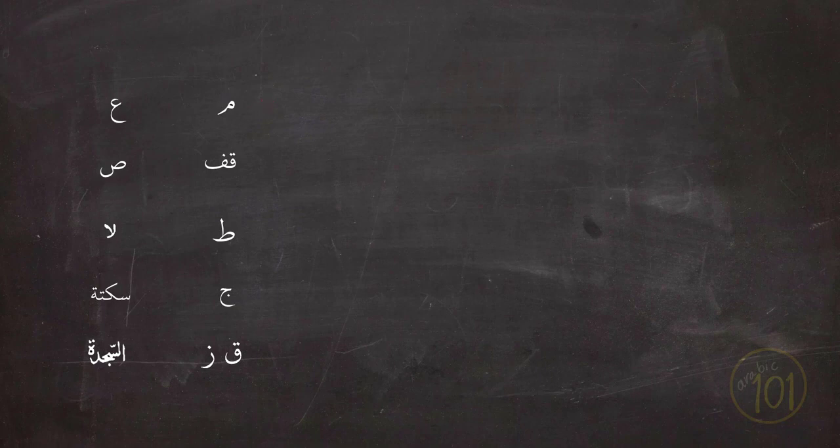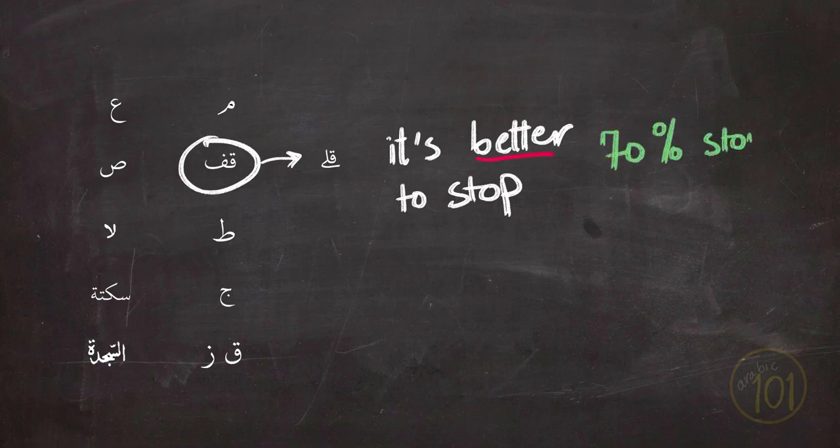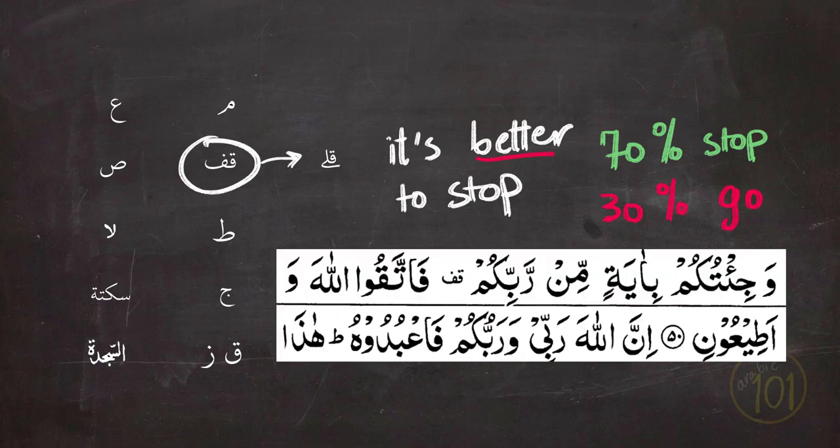Next is a sign that looks like the word qif, and it is exactly what it sounds like. It is the equivalent of the sign qil in the Uthmani Mus'haf, which means it is better to stop here. So you could keep reading, but stopping there serves the meaning better. And therefore, you can compare it to 70% stop and 30% go, like in this example.